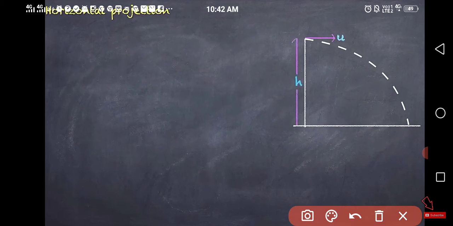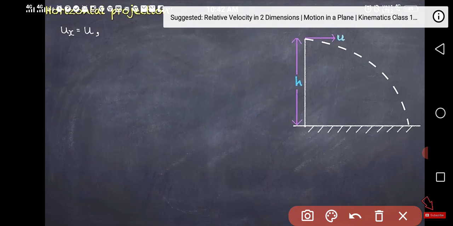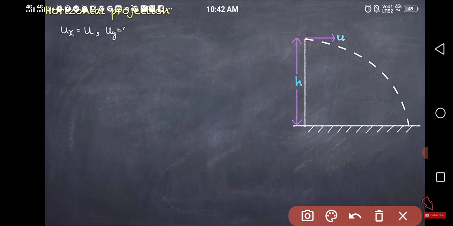Let us suppose that h is the height of the building or anything from where we are throwing the object, and this is the ground. Dear students, ux is equal to u, meaning the horizontal velocity is the initial velocity u, and uy is equal to 0. Why are we taking uy equal to 0? Because we are throwing from the maximum height already. So uy is equal to 0.